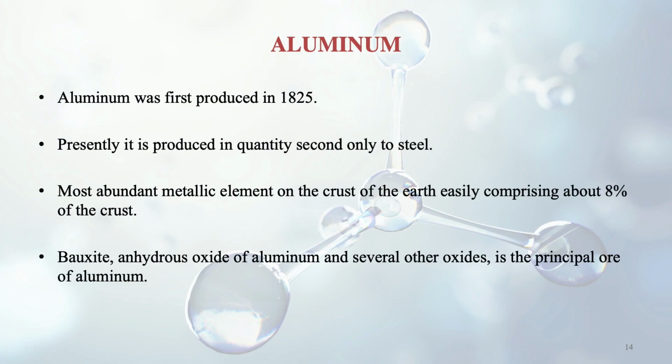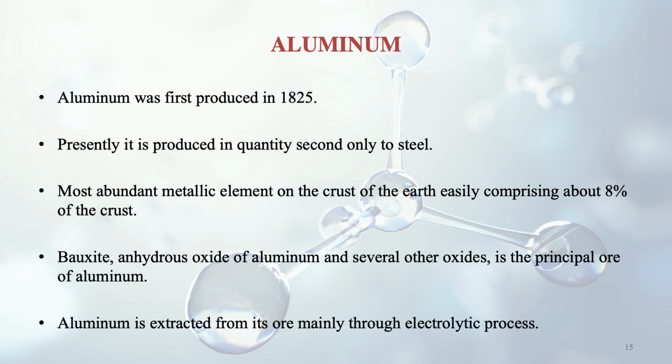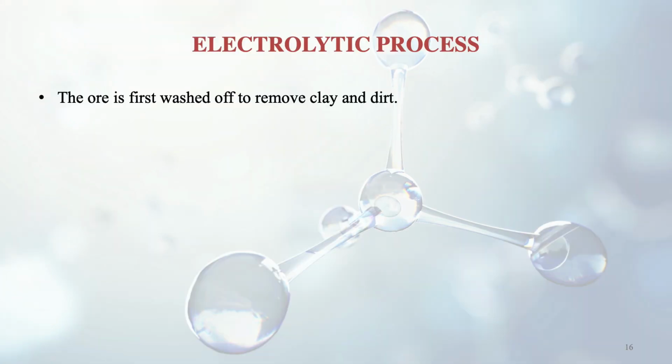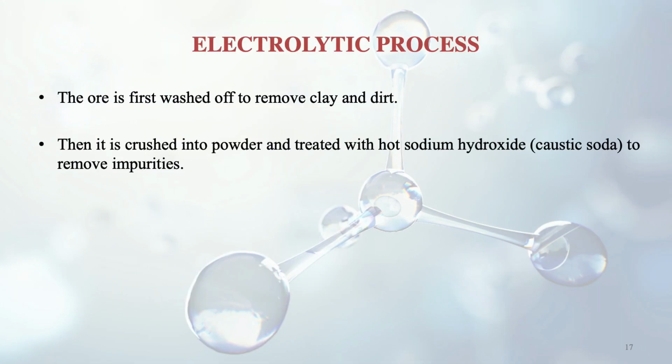Bauxite is the raw material, the anhydrous oxide of aluminium and several other oxides, which is the principal ore of aluminium from which it is extracted. Aluminium is extracted from its ore mainly through an electrolytic process. In this process, the ore is first washed off. Why? To remove the clay and the dirt, because it is taken from the jungles and wherever it is in abundance, so all these things will be there in addition to the ore. Then it is crushed into powder form.